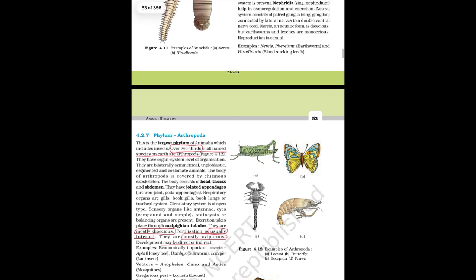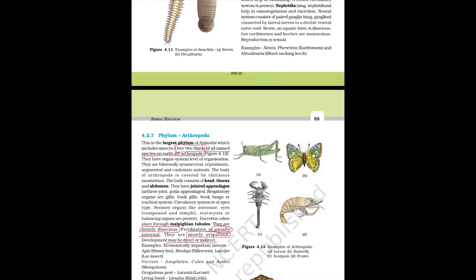Now there is another term. Usually. This term is the same as the term generally. So it is also 60 to 80%.